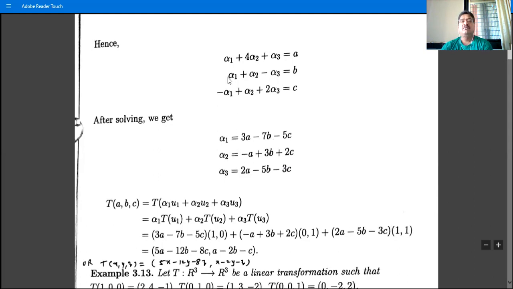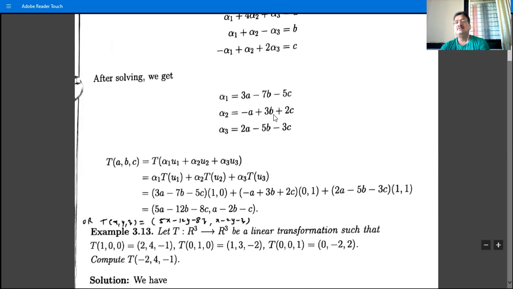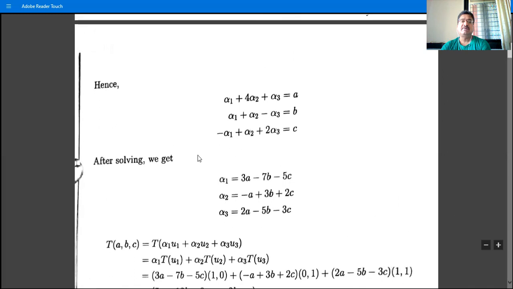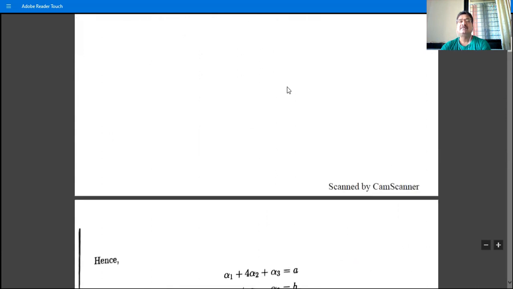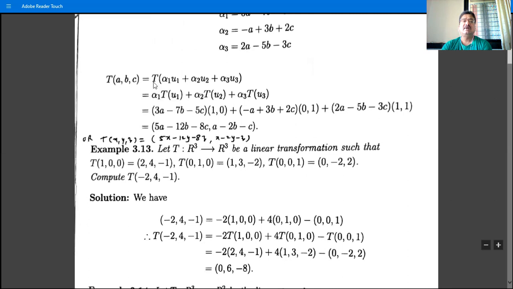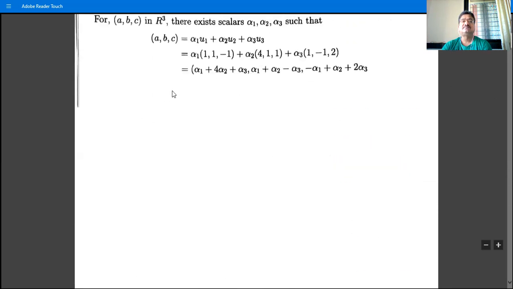So we have to solve these three equations by using the Gauss elimination method, that is, form the augmented matrix and convert the matrix to echelon form, and then we have alpha 1, alpha 2, alpha 3 as this. Okay, and then substitute these alpha 1, alpha 2, alpha 3 here. So (a, b, c) is equal to alpha 1, that is the value, into u1, and like that. So substitute alpha 1, alpha 2, alpha 3. We have the equation, and then apply T on both sides.